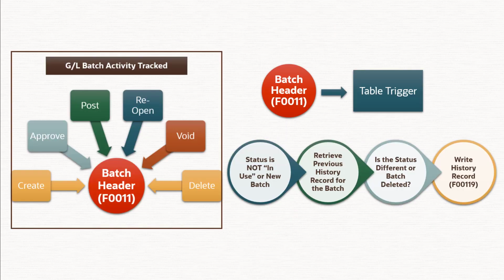The General Ledger Batch Status History functionality provides the ability to audit when a batch is created, deleted, or the batch status is changed. It provides a history table and an inquiry application that tracks who has changed the status of a batch, what the change is, and when the status of a batch has changed.